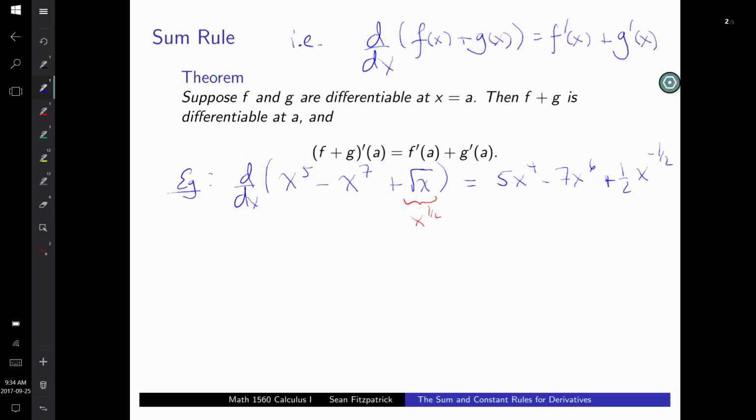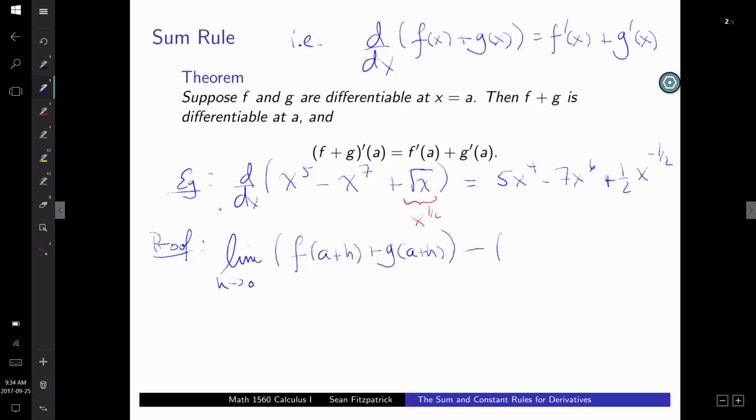All right, so how do we see that this is true? How do we prove this theorem? Well, we can look at the definition of the derivative, and the definition says that the limit as h goes to 0 of, so if we're taking the derivative at a, f at a plus h plus g evaluated at a plus h. Okay, there's our function evaluated at a plus h minus f of a plus g of a, okay, over h. That's what we get when we just plug things into the definition.